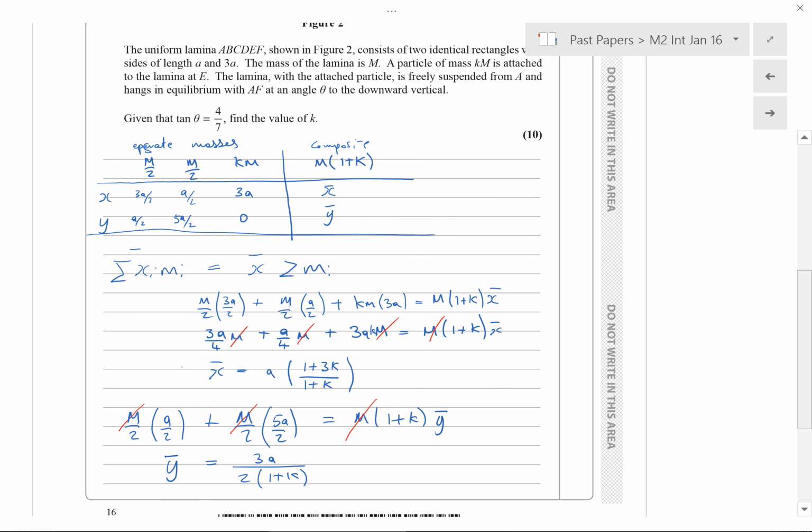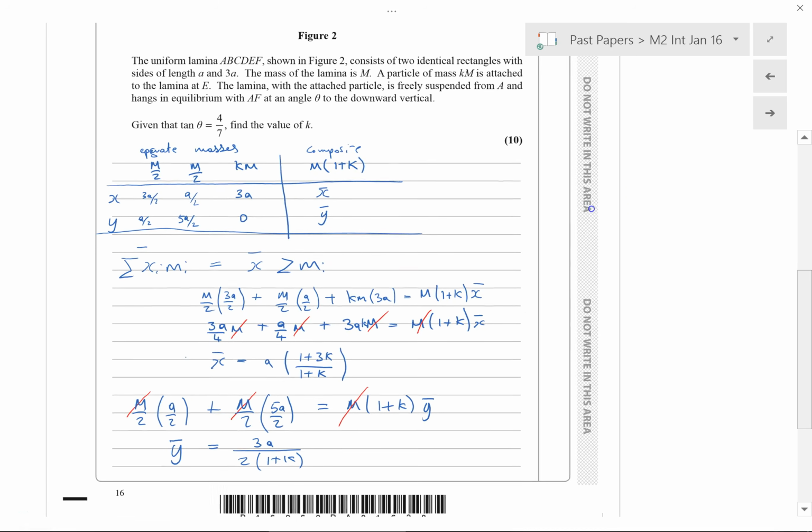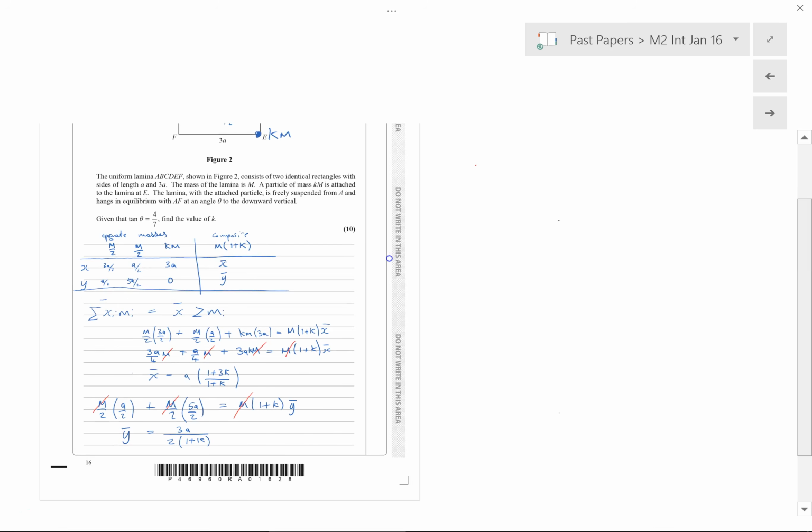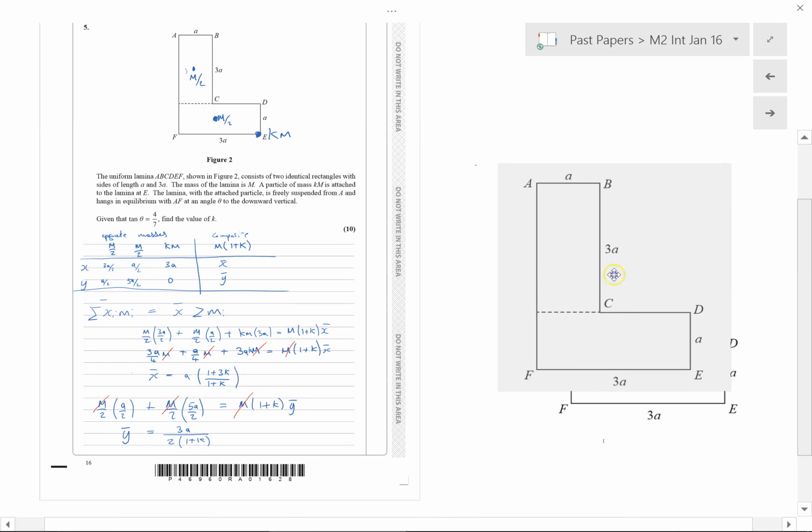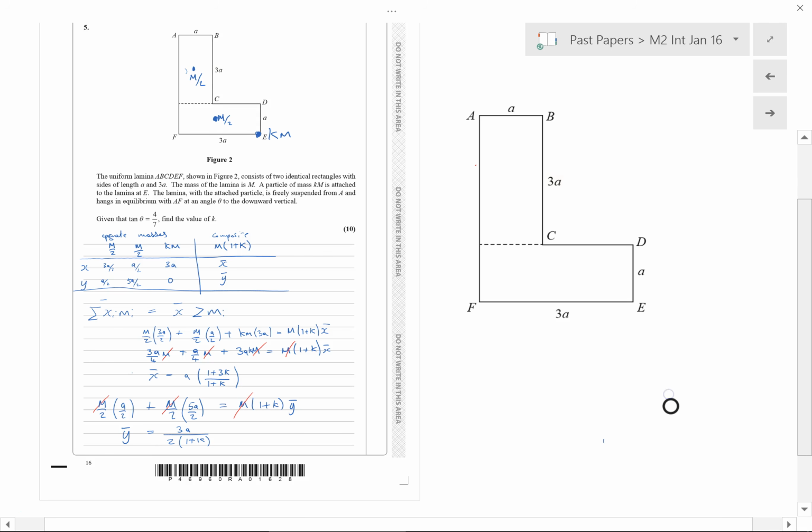Right, so we've got expressions for x bar and y bar. Now I think I might as well go back to the actual shape. I've got an enlarged version of the shape here because it's too much going on in a small diagram here, so I've blown it up a bit.